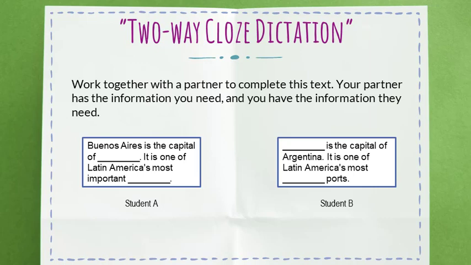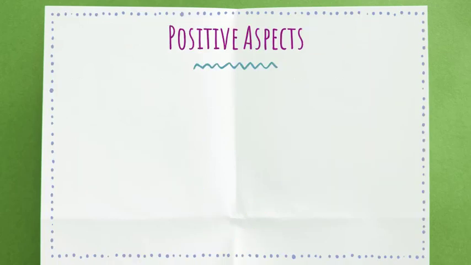This activity gets mistaken for a two-way info gap, but it's actually not, and we'll get to why in just a minute. First, let's look at some of the positive aspects of it. The first one is that it can be good for spelling. The students need to complete these blanks, and they're going to need their partner's help to spell out the words.